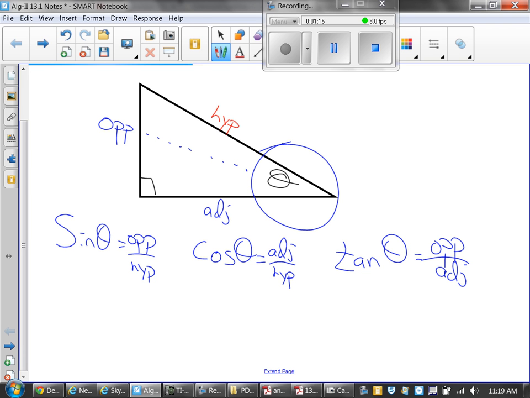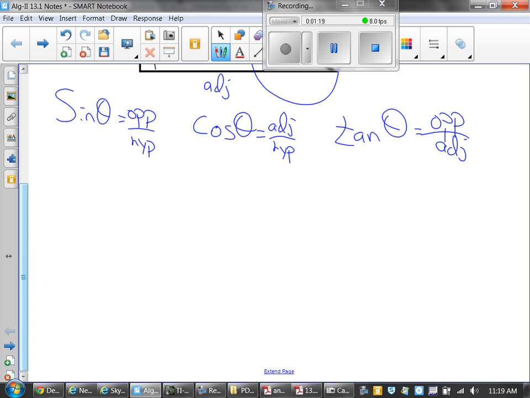Now, I am going to introduce you to their inverses. There are three trig functions, and there will be three trig inverses. Cosecant, secant, and cotangent. Have you heard of those? These are the inverse trig functions. Cosecant of theta, secant theta, and cotangent.